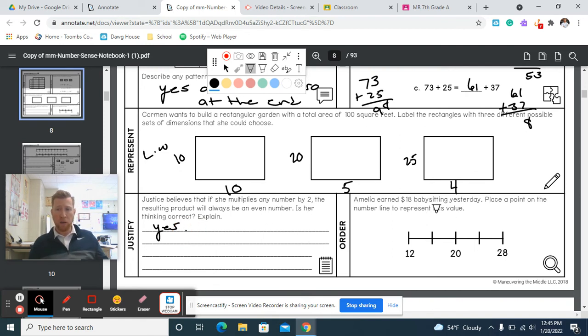Okay. And we earned $18 for babysitting. Put a point value at $18. Well, 18. So we've got 12, we've got 20. The in between those is going to be around 16. So I'm going to put it right here in between it.